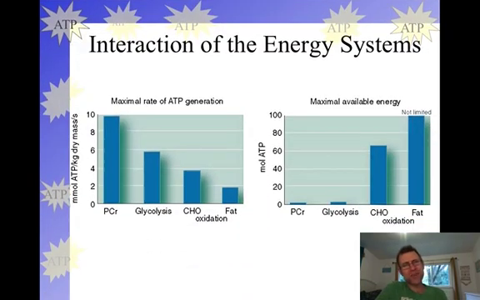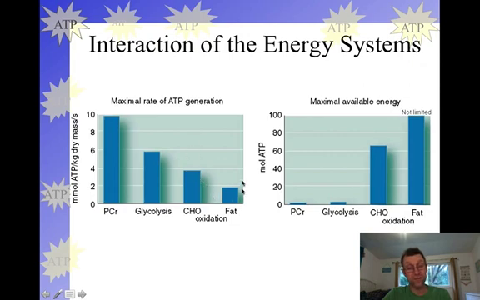Another graph showing some similar types of things with these energy systems. If we look at the maximum rate of ATP generation, as you can expect, the phosphocreatine system gives us ATP like an explosion. The rate is incredibly high. Glycolysis, that rate is much lower. I would argue that the phosphagen system is probably more than twice as fast as glycolysis, but whatever. And then the oxidation of carbohydrates and fats.